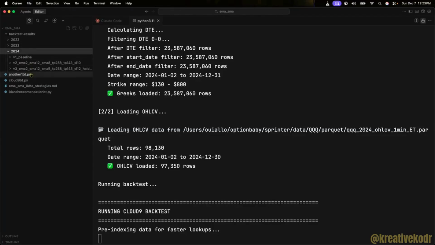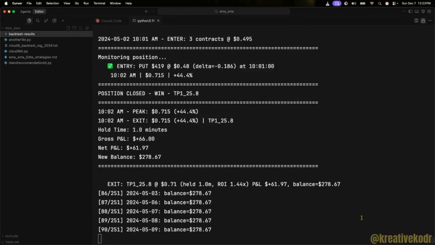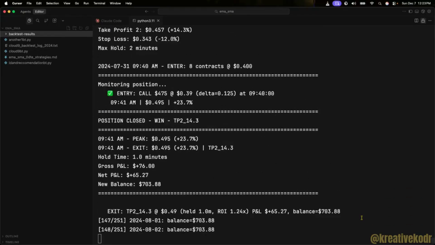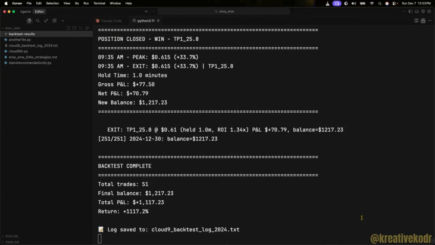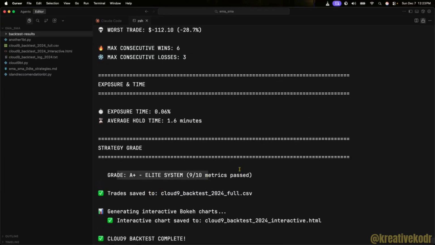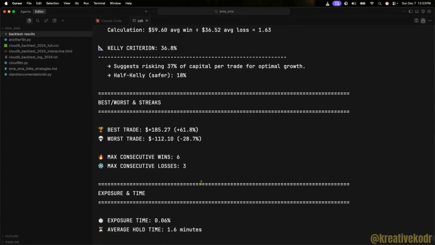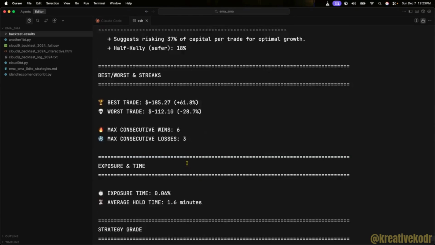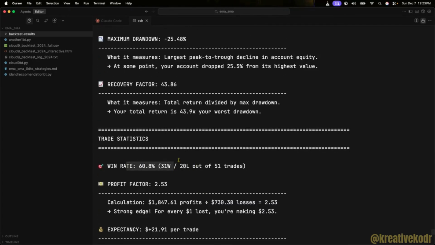We already went through 3 versions, right? This is okay. Here we go. Okay, we're at 51 trades. What is it now? We're at A plus. What's the win rate? Real quick, 60%. Win rate is less though.